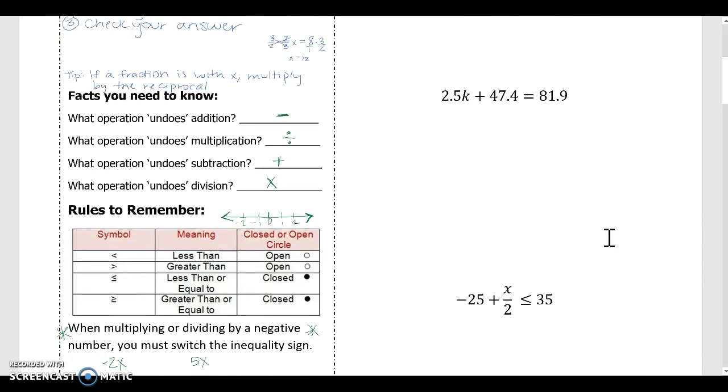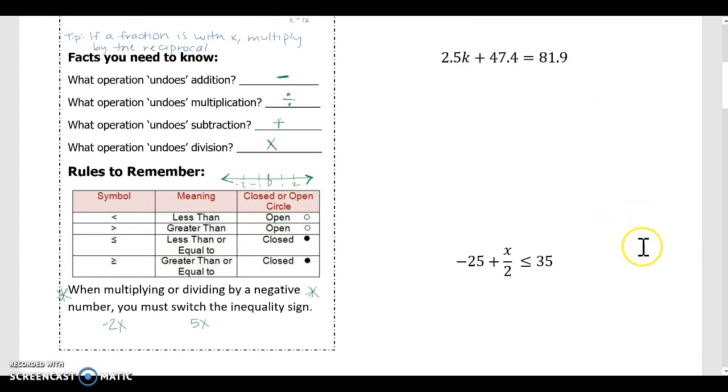All right, next problem here. We have some decimals, but we still work it out the same. So we're going to draw a line down our equal sign. And I'm going to circle what's with my variable because I need to get rid of everything else. So here's addition, so I'm going to subtract to undo it. So minus 47.4, minus 47.4.